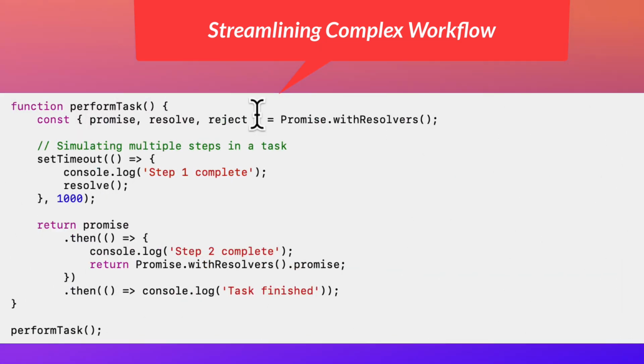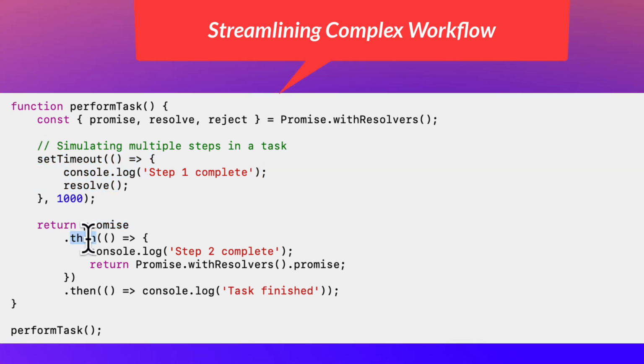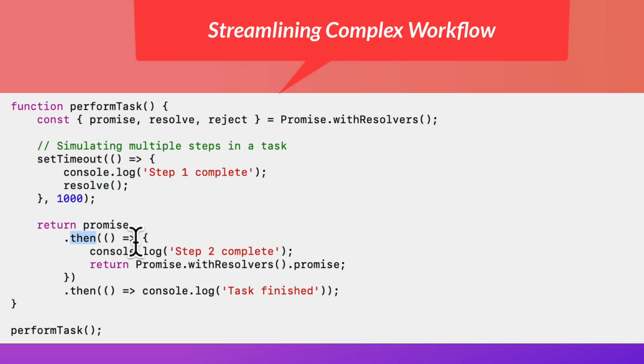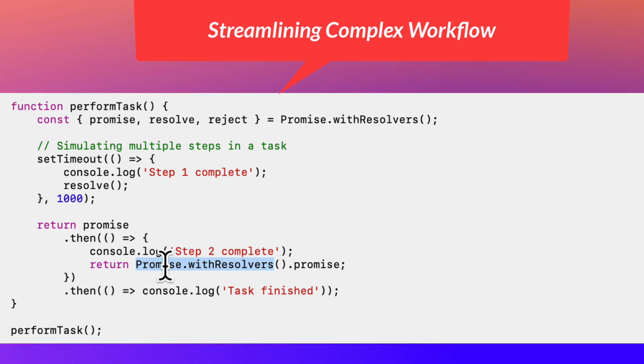In this example, we are simulating multiple steps for a perform task. When performTask is called, we return a promise for step 1. Here, we handle the promise resolve for step 1, and we return a promise for step 2. And here we handle the promise for step 2, which will complete our task.